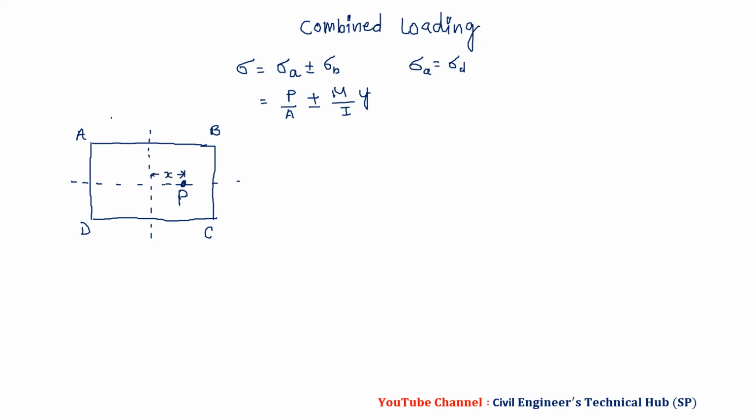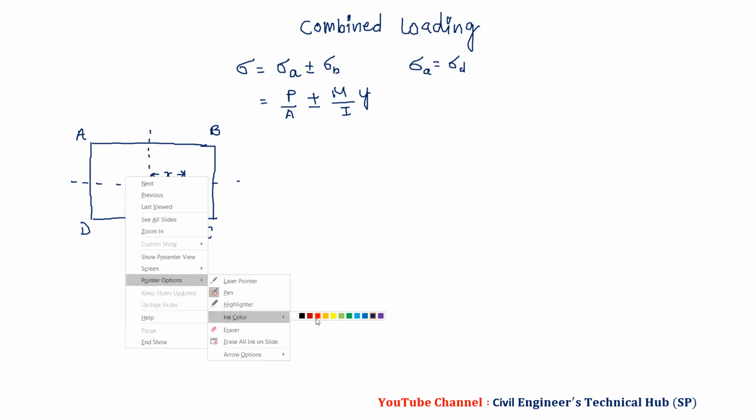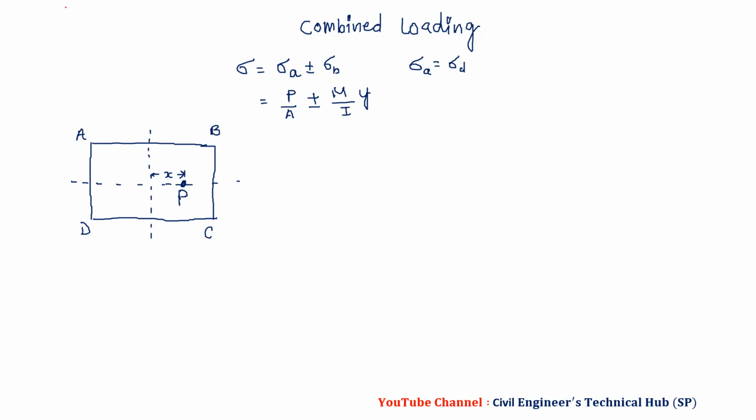Now we have A, B, C and D. For all corners we have the same value, that is sigma A. I will write it in another color. Everywhere we have sigma A, that is plus. I will write sigma axial, or sigma direct, at every corner.